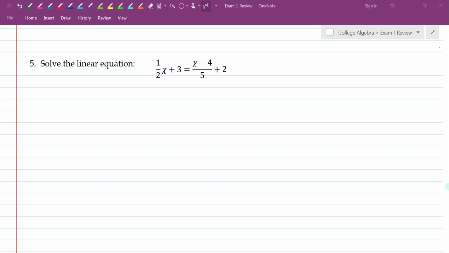This is problem 5. It says solve the linear equation, which means solve for x. So the first thing I always recommend is that you just rewrite the problem. So I'm going to rewrite it where I have 1/2 x.